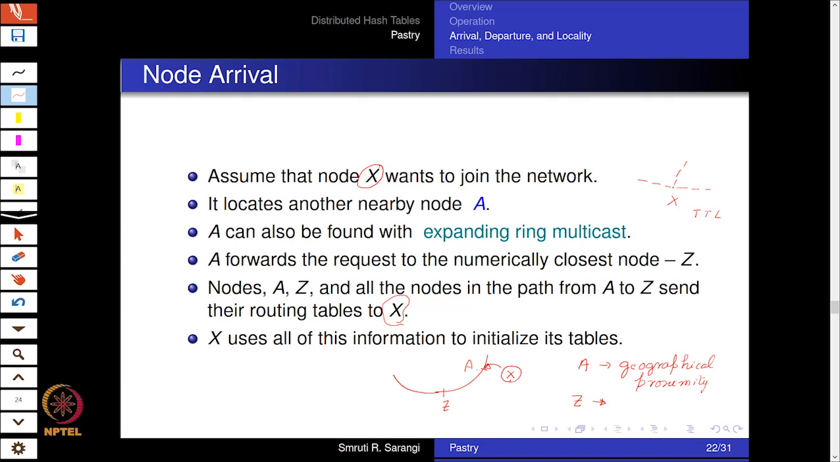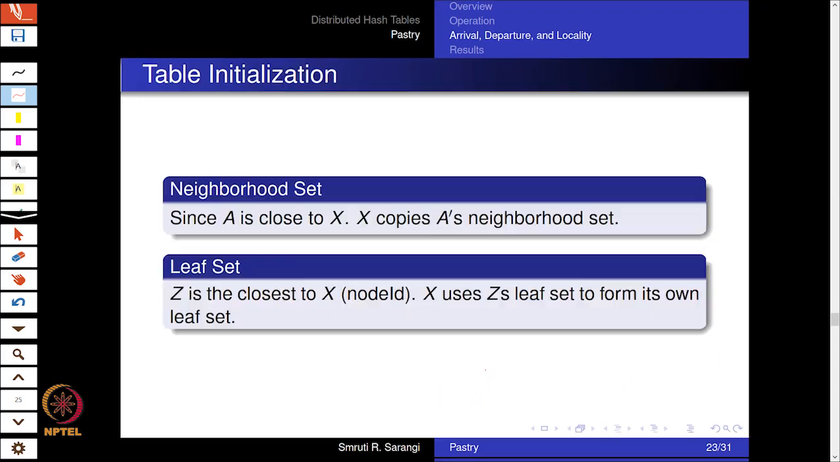Once node Z has been located, then all the nodes from the path A to Z collaborate and update their routing tables to record the information that X is now in the system. So this is, let's call it node ID proximity, for Z. It is important to remember this fact that X is the node that is joining. It first contacts A, which is the closest. A then contacts Z, which is the closest in terms of node IDs. And all the intermediate nodes, including A and Z, the nodes from A to Z, basically collaborate in this job of adding X to the system.